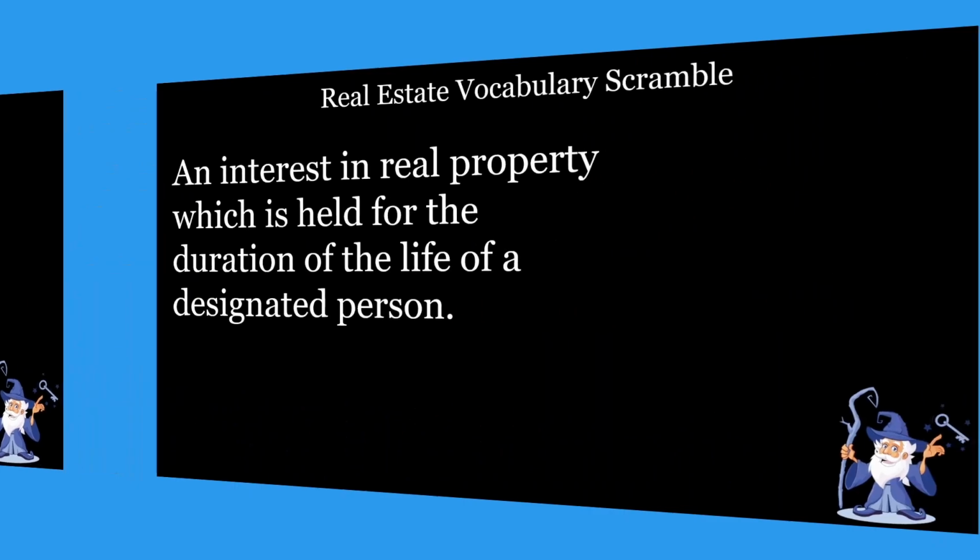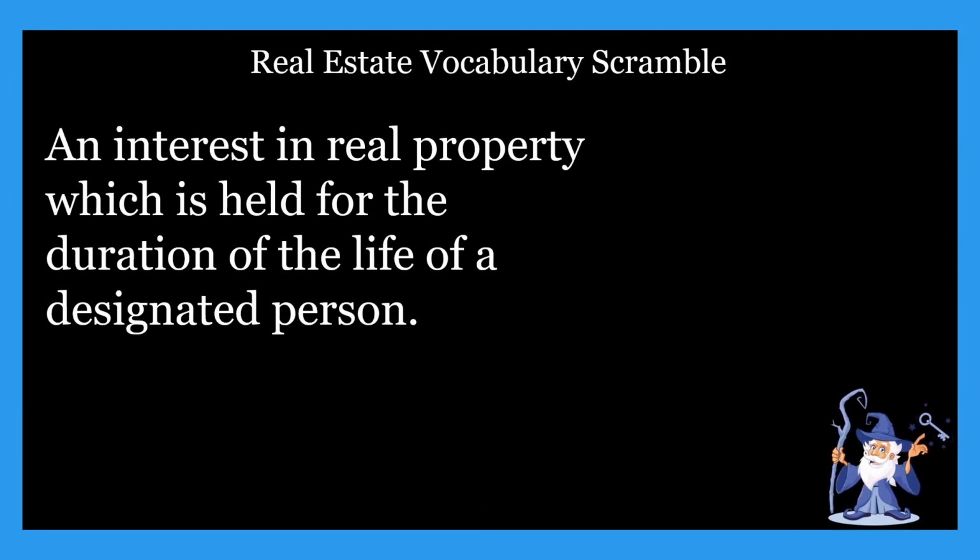All right, next one. An interest in real property which is held for the duration of the life of a designated person. Here's your scramble. And here's your answer. Life estate. A life estate is an interest in real property which is held for the duration of the life of a designated person. It may be limited by the life of the person holding it or by the life of another person. This designated person is called a life tenant.